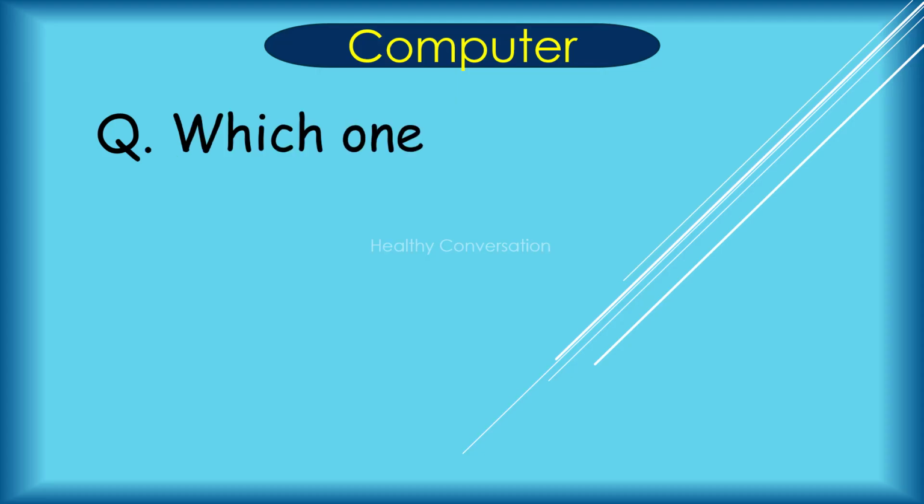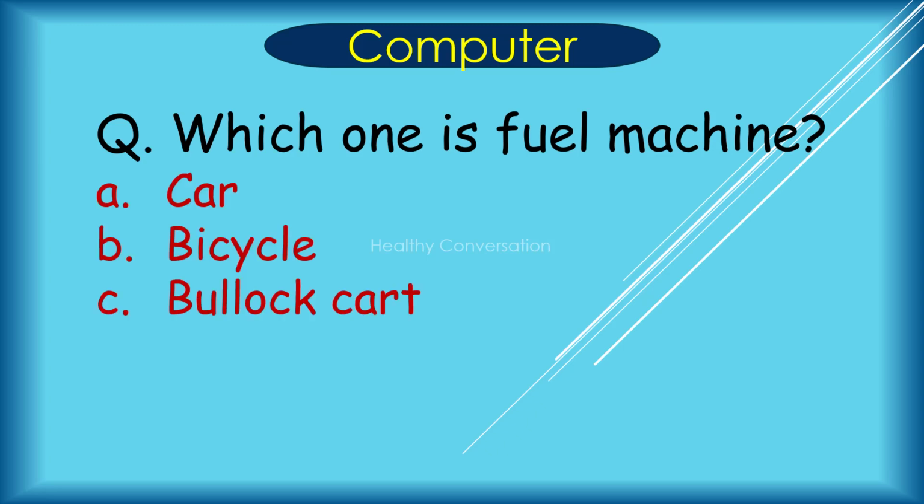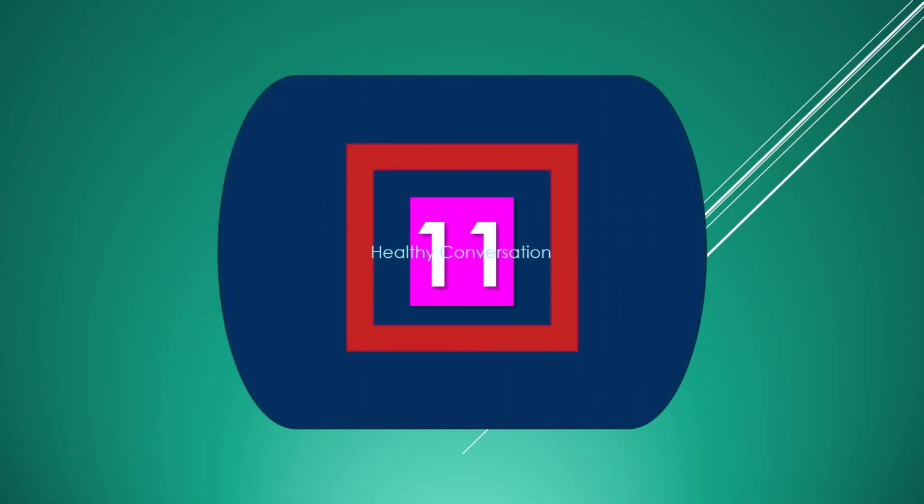Question. Which one is fuel machine? A. Car, B. Bicycle, C. Bullock cart. Correct answer is A. Car.